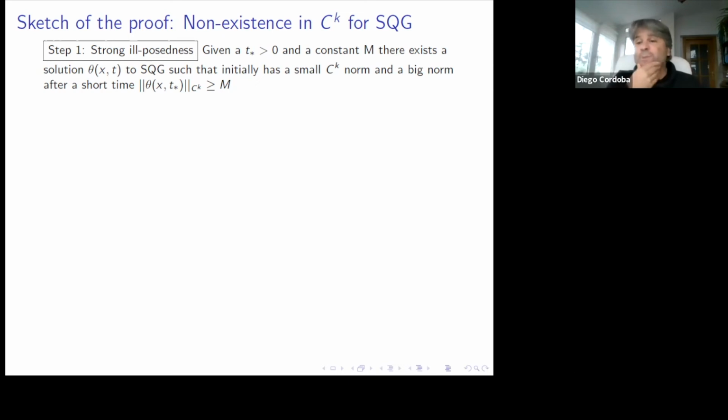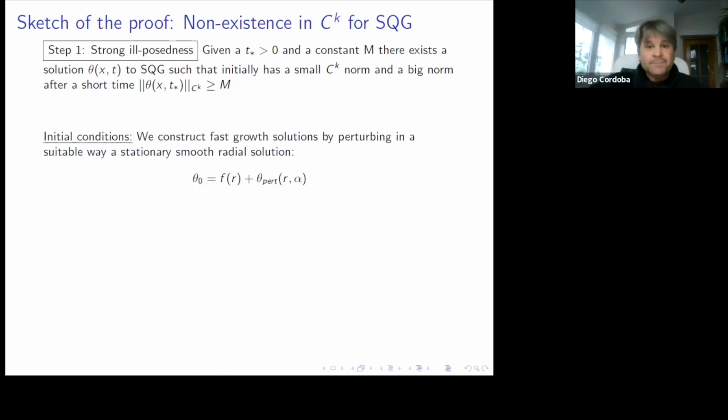So how to prove this for SQG? Let me focus on the C^k case, and then I will tell you about the Hölder case. So for C^k for SQG, first we're going to prove strong ill-posedness. Strong ill-posedness means that initially your norm is small, and there exists a T star bigger than 0 where your C^k norm is as big as you want. We know that radial solutions are stationary. We're going to perturb one of these radial solutions, and this is going to be our initial data.